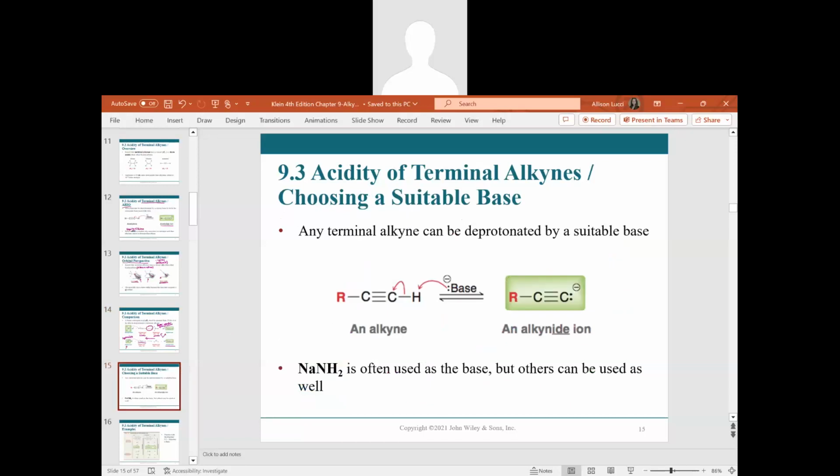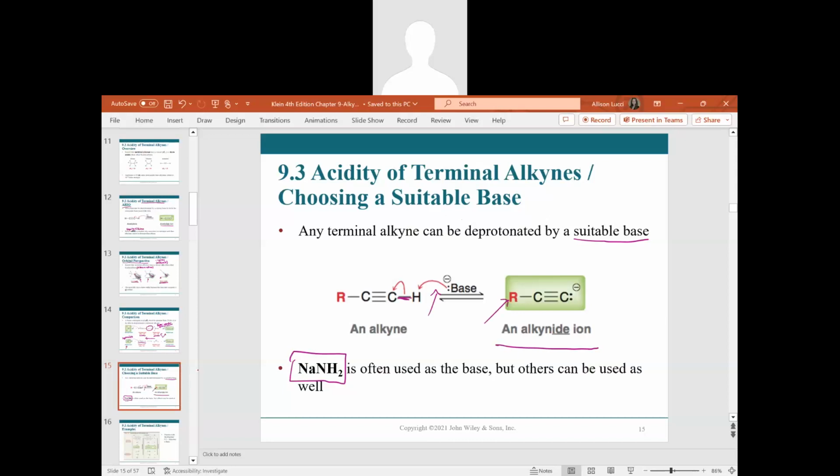On this next slide is the mechanism of how a terminal alkyne can be deprotonated by a suitable base. This is the most common base that we'll see here, NaNH2, but some others may be used as well, and we'll point those out as we come across those. We have our terminal alkyne, and it's deprotonated by a base. Our first curved arrow shows this lone pair grabbing that hydrogen, and then the CH bond electrons are moved onto the carbon atom. So this is our alkynide ion that results now.